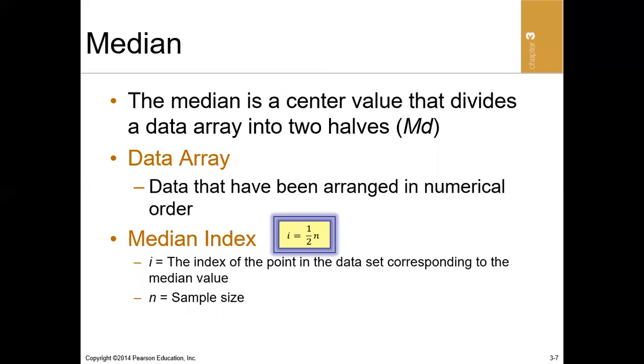Now, the next measure of central tendency is the median. So median is the center value that divides a data array into two halves. All right. So if you want to compute a median, the first step is that you have to arrange the data, because median is the center value that divides the data array into two halves. So you have to arrange the data either in ascending order or in descending order. Then you pick the middle position.